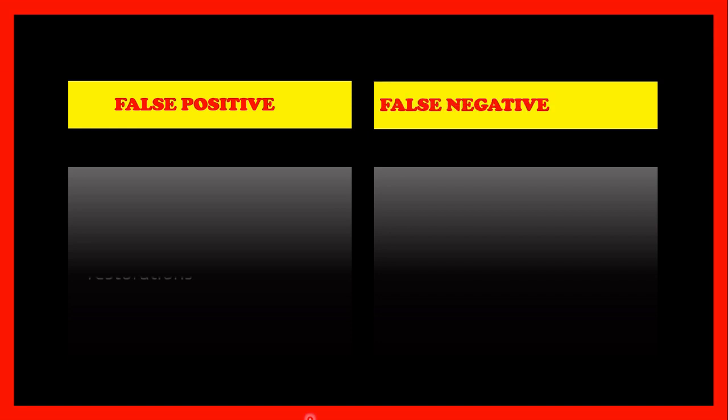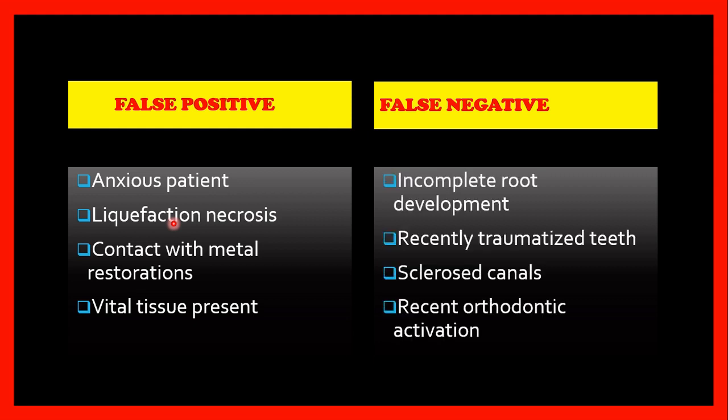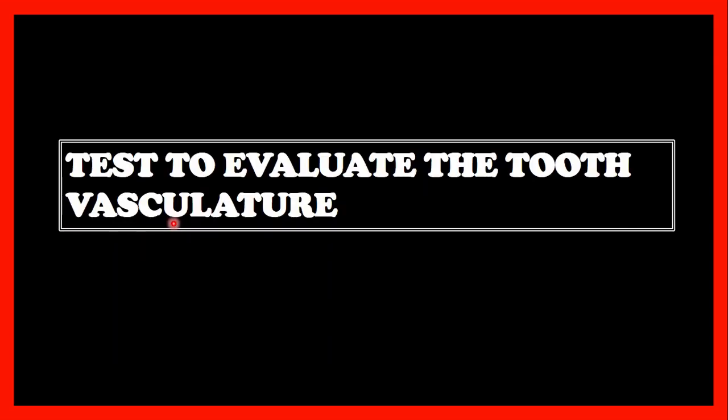In certain cases, EPT gives a false positive, such as in the case of necrosis, where we have liquefaction necrosis in contact with a metal restoration and vital tooth tissue present. False negatives occur in cases where there is incomplete root development, recently traumatized teeth, sclerosed canals, and recent orthodontic activation.